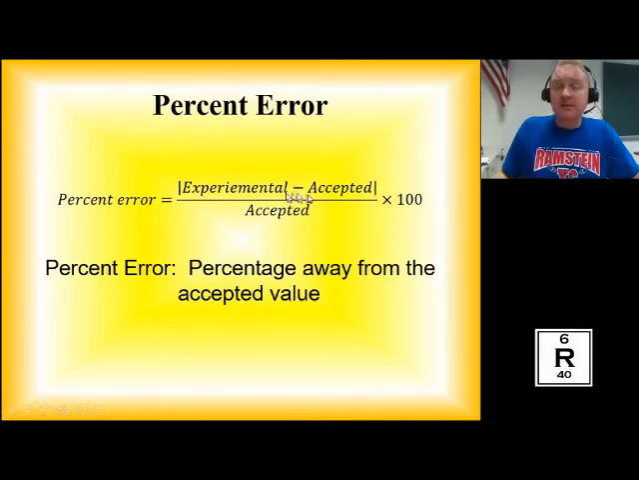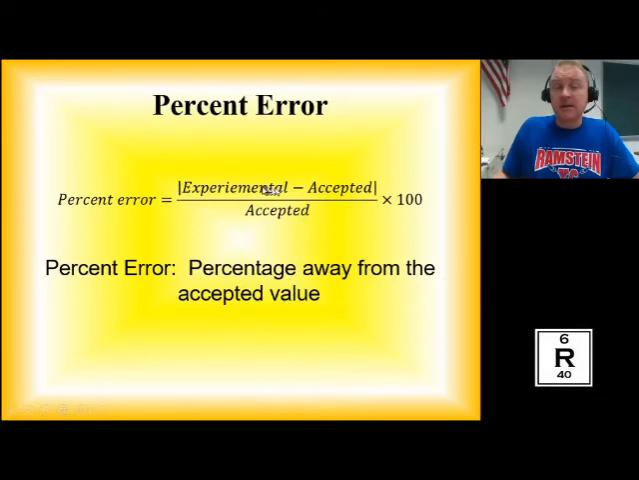So really, it's just the difference between what you got and what you should have got. And I want the absolute value, no negatives. Divide that by what you should have got, that's the accepted value. And then multiply it by 100. This is the percent away from the accepted value.